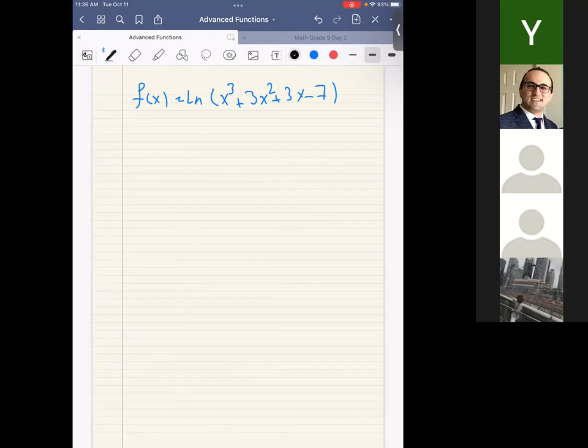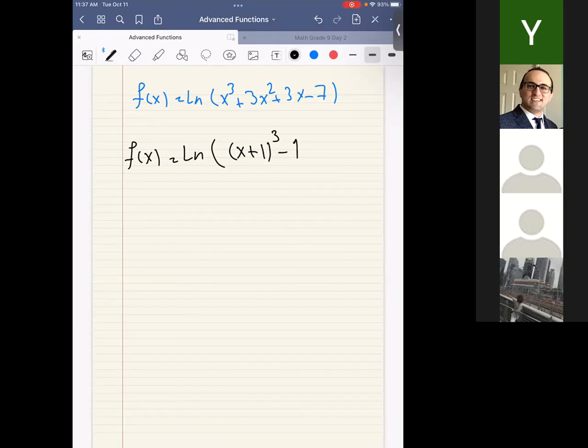So first of all, let me simplify the expression, the polynomial inside the ln. So f of x is equal to ln of, this x cubed plus 3x squared plus 3x is just x plus 1 cubed minus 1. I'm sorry, it's x plus 1 cubed, not a square.